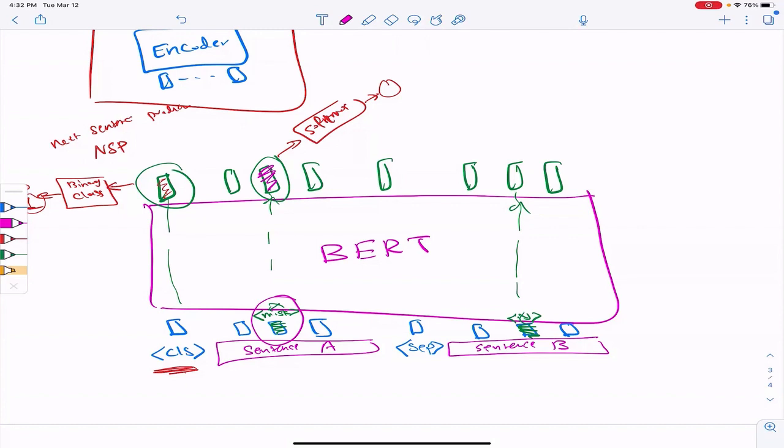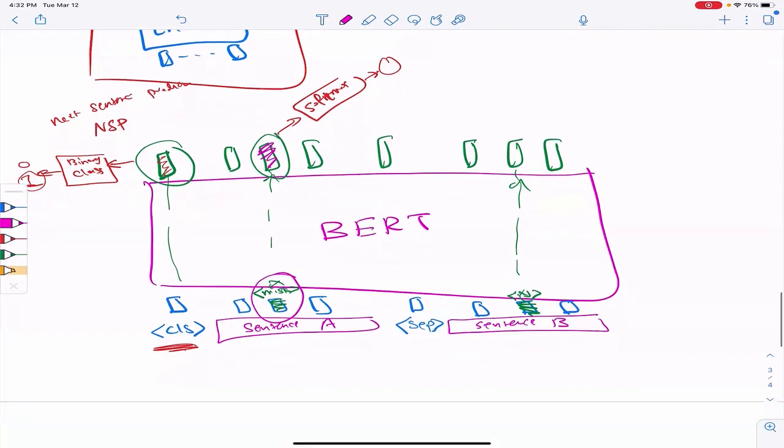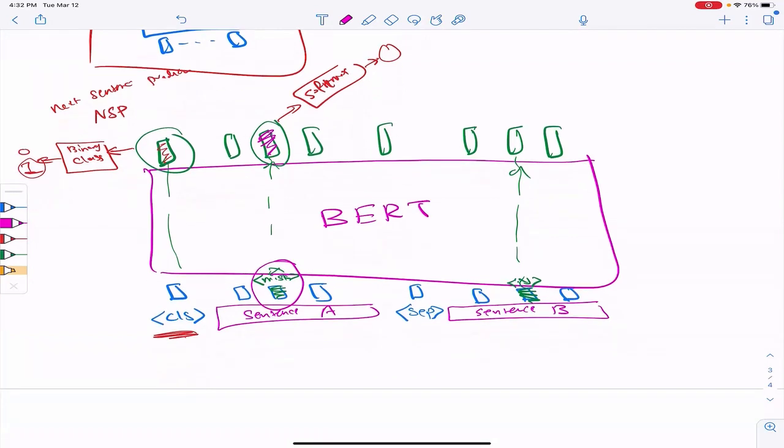Really critical part in training the BERT in the first phase, in an unsupervised way. Okay. So let me pause and see if there are questions before I move to the fine-tuning part.